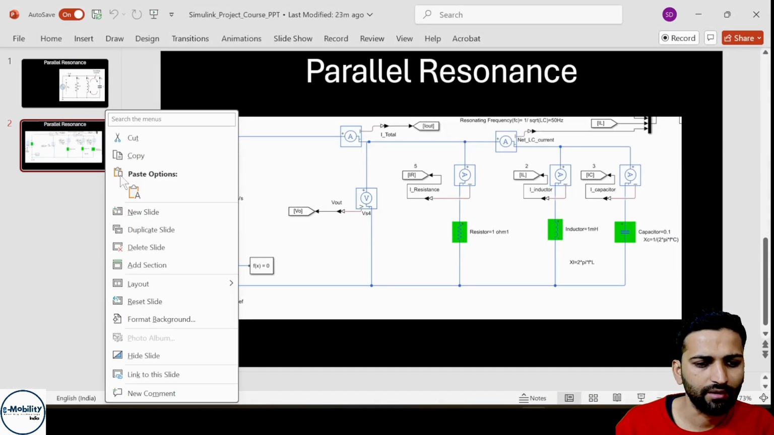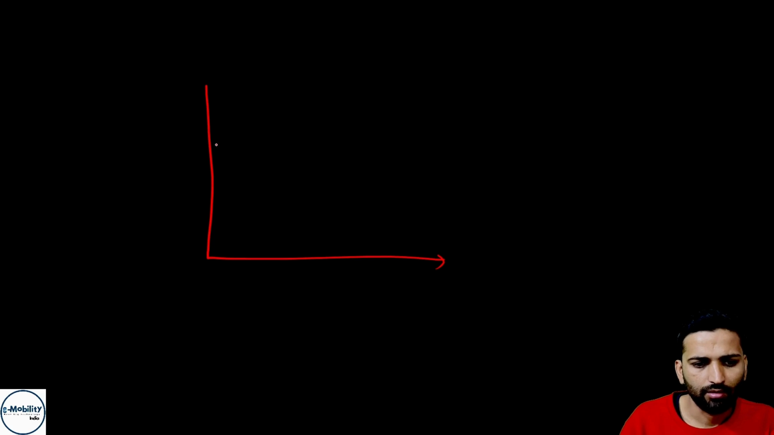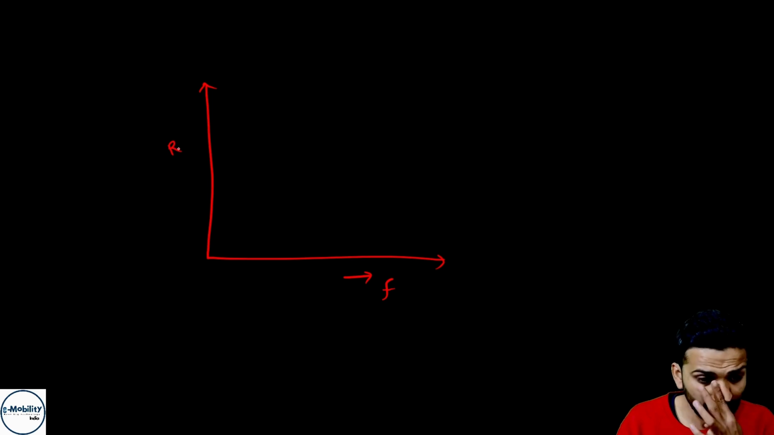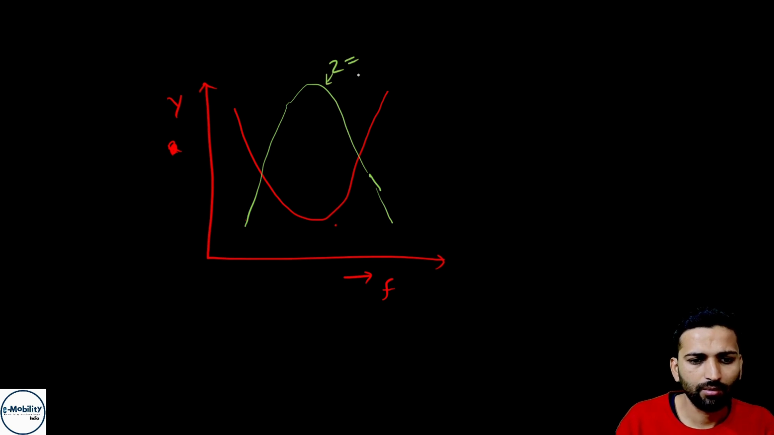So what is happening here is, as the frequency is increasing, the circuit is going like this. This is the admittance. Admittance is decreasing, or we can say the impedance is increasing, because this is Z. This will be equal to R, and this is Y. Y will be equal to 1 by R.